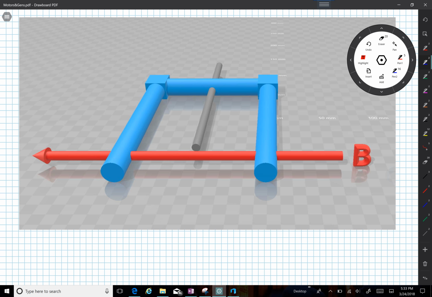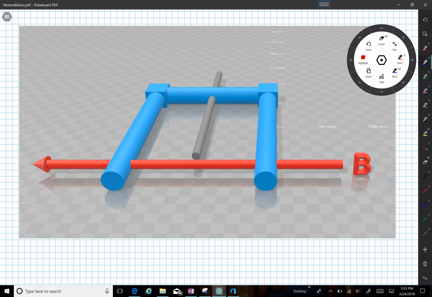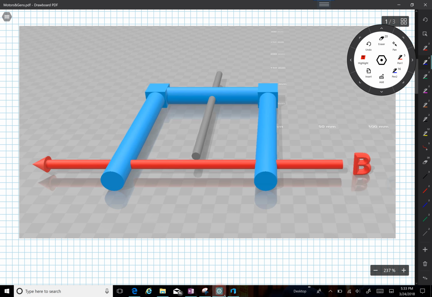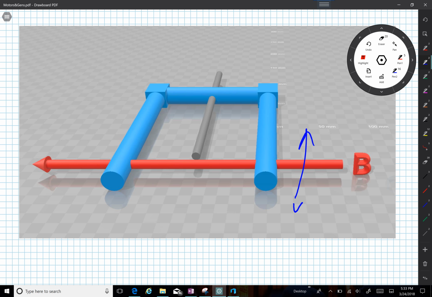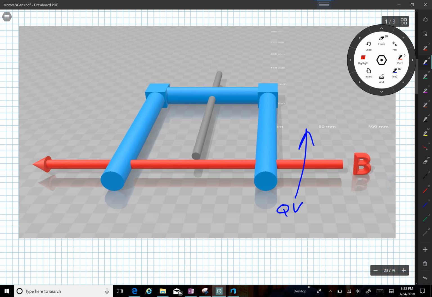So let's go back to our static drawing so I can draw on this a little bit. A moment ago, I was showing you that I was turning the crank up. So V is up. The wire where the Q's are located are going up. So on the right-hand wire, QV is up.